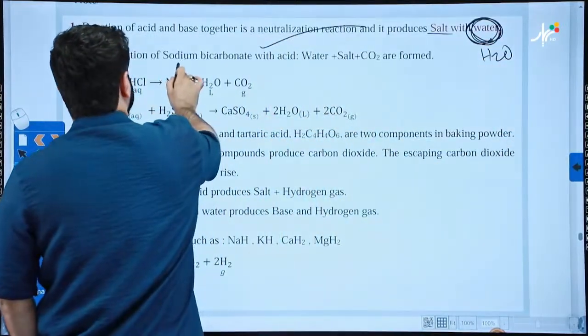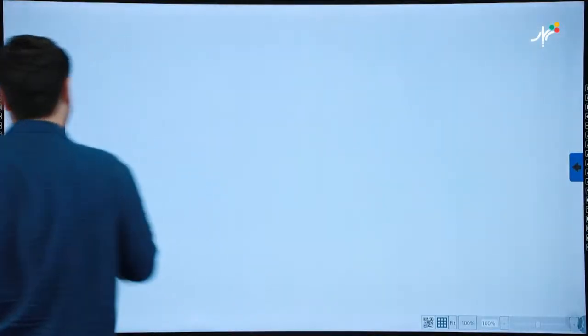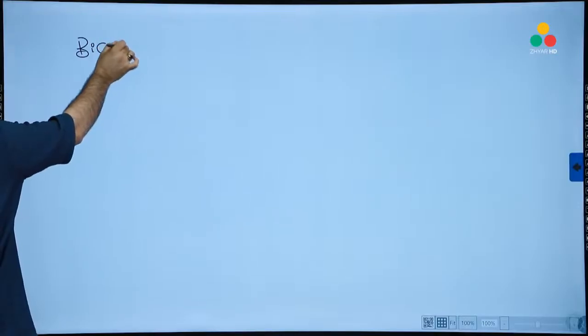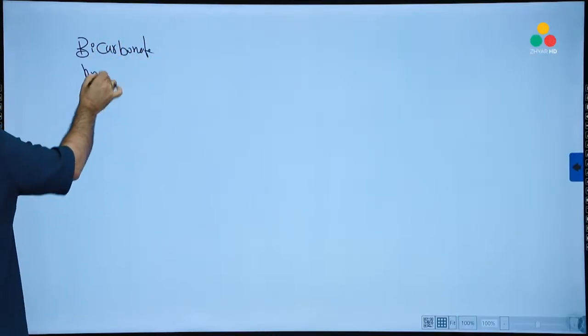Good. In the reaction of sodium bicarbonate, look at this. So we have something, bicarbonates, also called hydrogen carbonate.